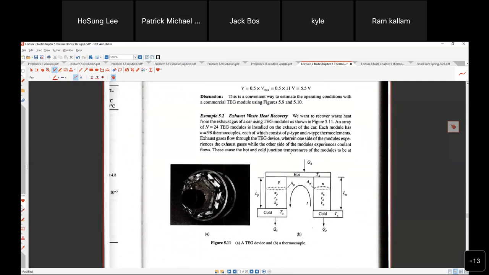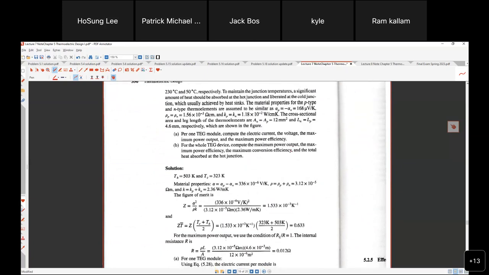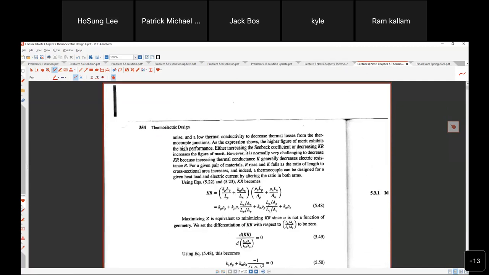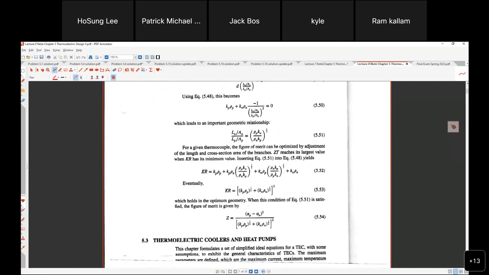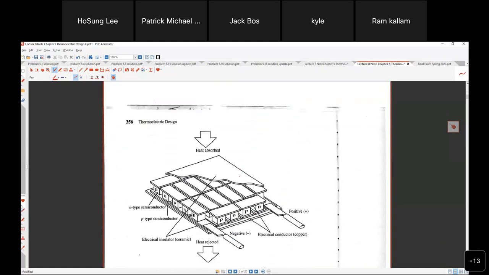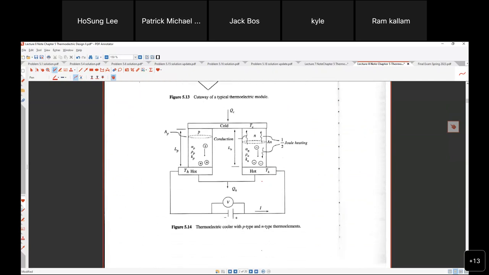Yeah. So now is the cooler. Okay. Now is the cooler, or heat pump. The same as I told you. Exactly the same. But now what is interesting is we apply power. Okay? We apply power.